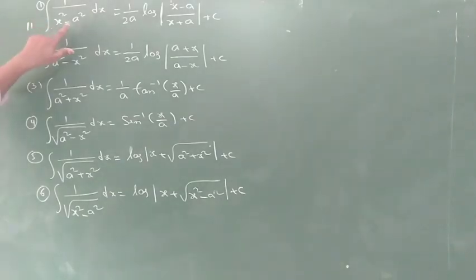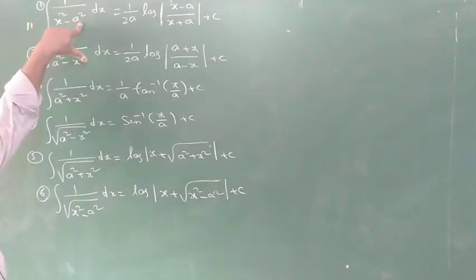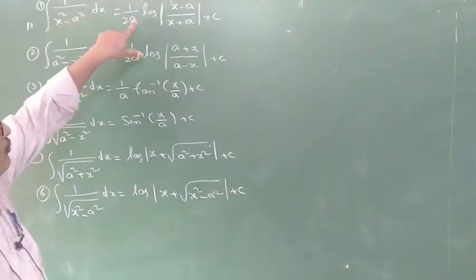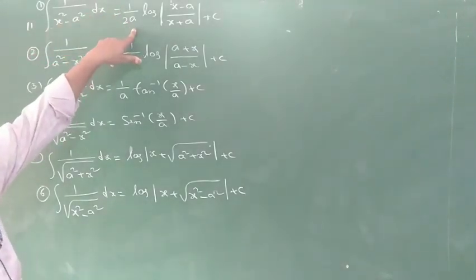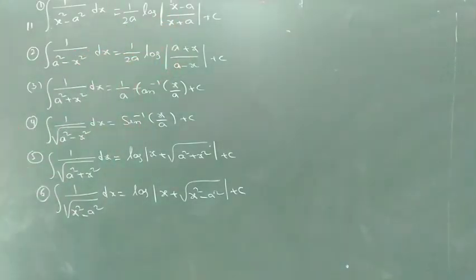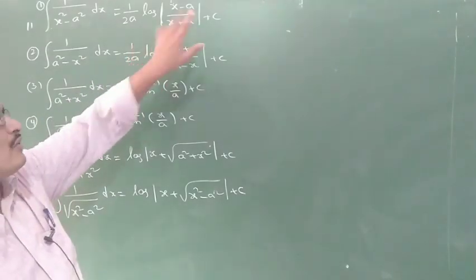For example, 1 by x square minus b square. Here x square minus 1 means 1 by 2 into 1. Put a is equal to 1: 1 by 2 into log of x minus a by x plus a. A is equal to what? 1. So x minus 1 by x plus 1.